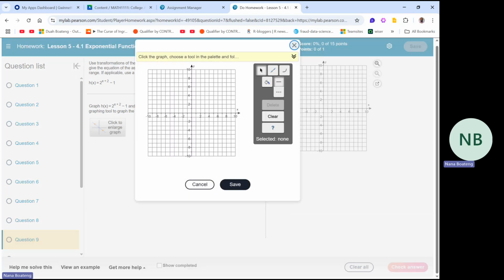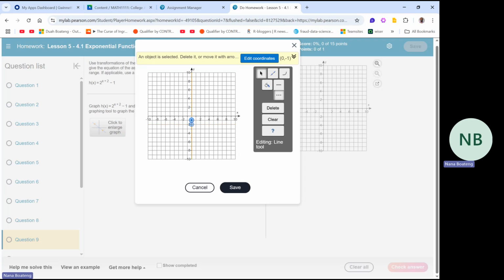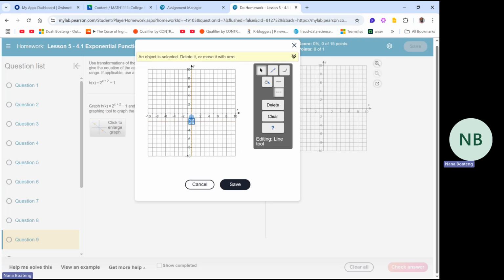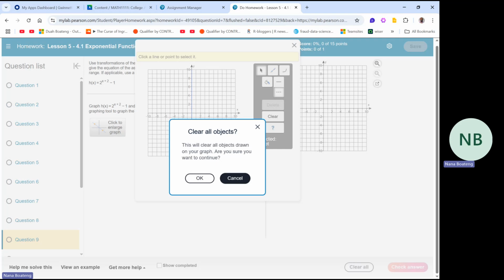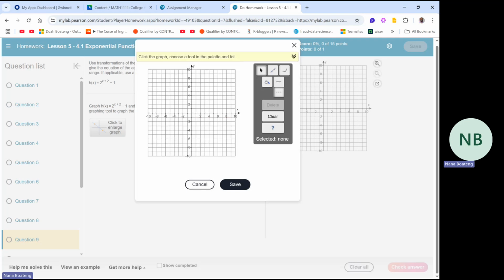So the first thing is we want to draw the asymptote, and the asymptote for h of x is the line y is equal to -1. So we click on this line, which is the solid line. We want to draw a line, but we want the asymptote to be a dashed one. So we click on this dash, and we try to click on 2 points. No, let me clear. Let me try once more.